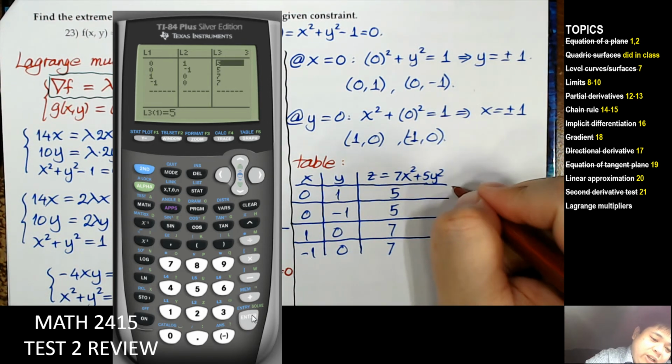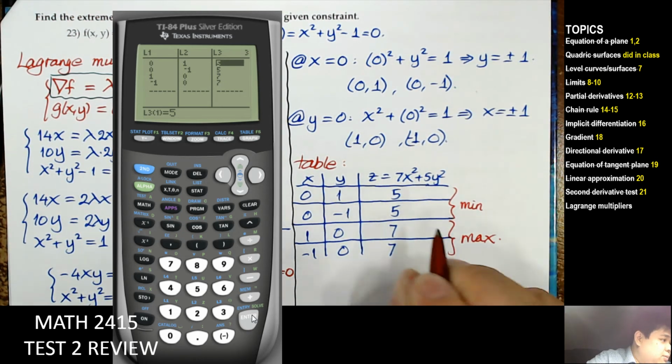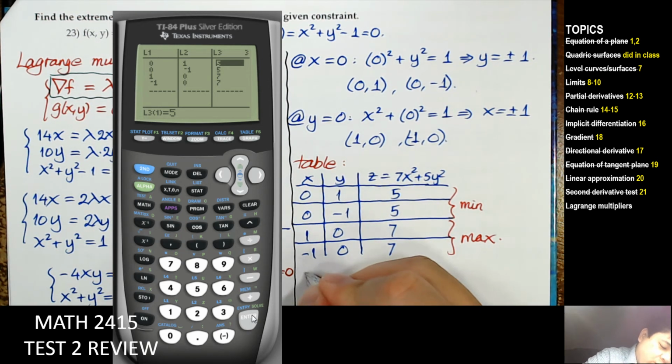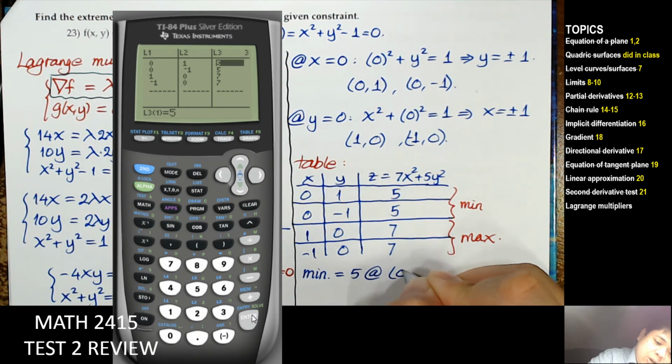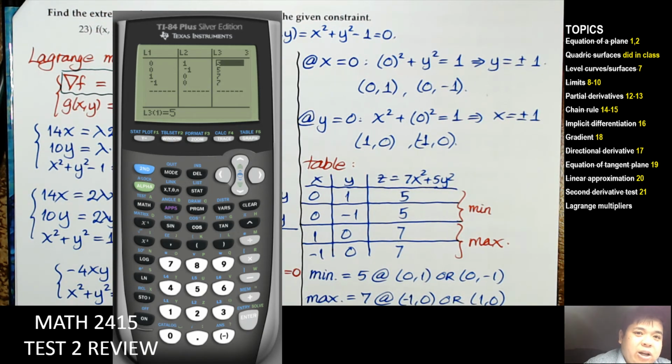So obviously this will give us the min and this gives us the max. So we say this is actually the absolute minimum equal to 5 at 0, 1 or 0, negative 1. Max equal to 7 at negative 1, 0 or 1, 0. Sorry, let me put the calculator away.